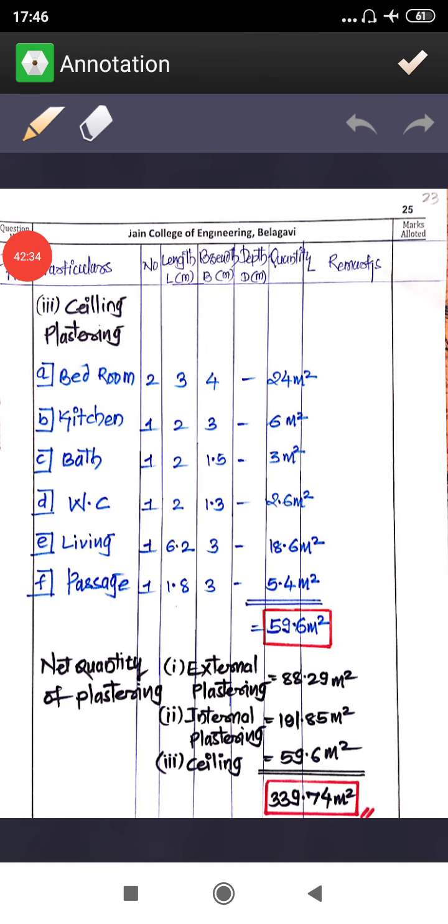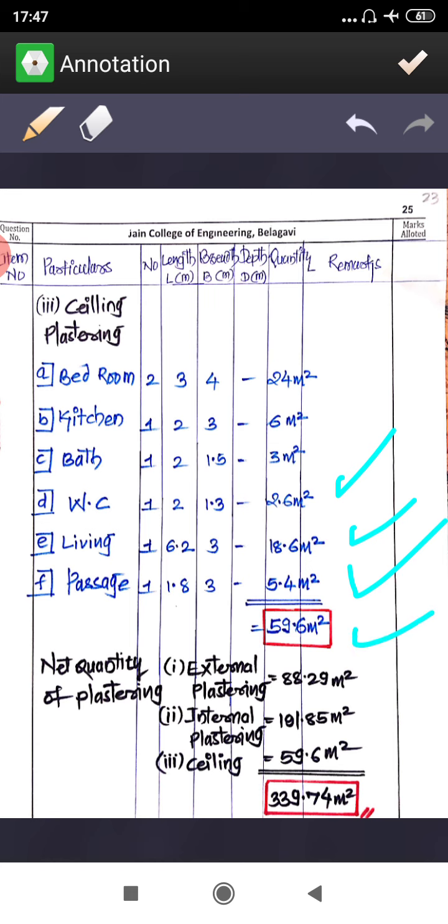Now for the ceiling plastering, you have to take the room size. See here, bedroom two numbers are there, room size is 3 into 4, so you'll have 24 meter square quantity. Kitchen one number, 2 into 3 meter is the size, 6 meter square is the quantity. Bath one number, 2 into 1.5, so it is 3 meter square. WC one number, 2 into 1.3, it is 2.6 meter square. Living 6.2 into 3 is the width, so it is 18.6 meter square. And passage 1.8 into 3, it is 5.4 meter square. So altogether the ceiling quantity is 59.6 meter square.